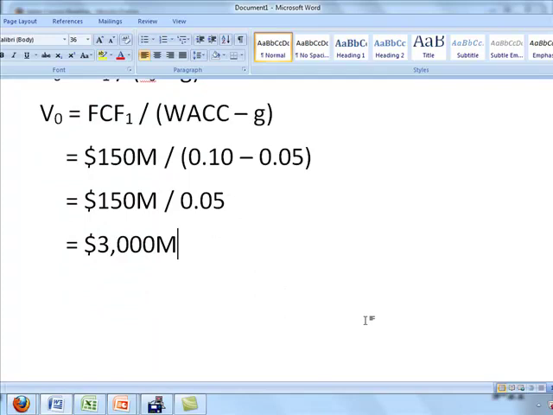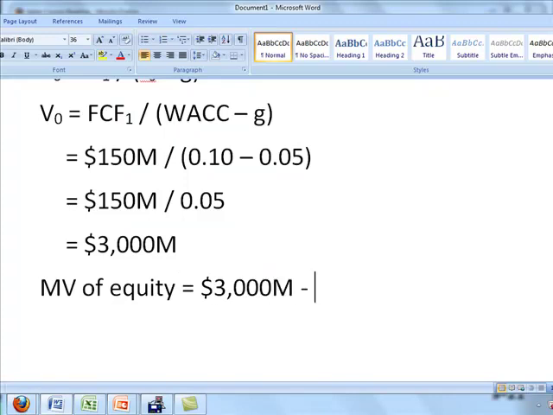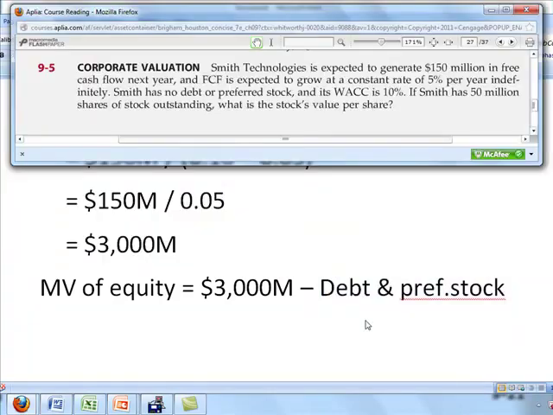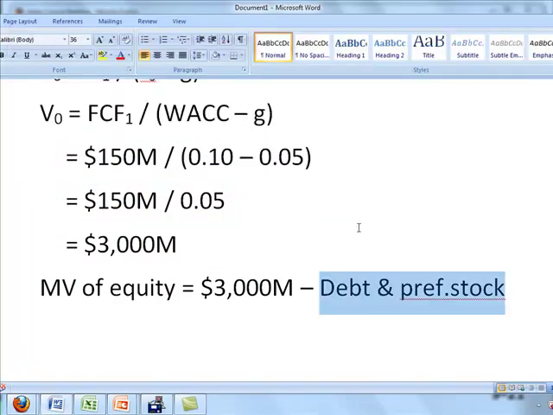So what's the second step in the process? Now that we know how much the entire firm is worth, the market value of the equity is going to be the value of the firm minus what? Well, it's going to be minus any debt and preferred stock. Okay? But how much debt and preferred stock was there? If you read the problem carefully, it says that Smith has no debt or preferred stock. Okay, so therefore this part is actually going to be 0.